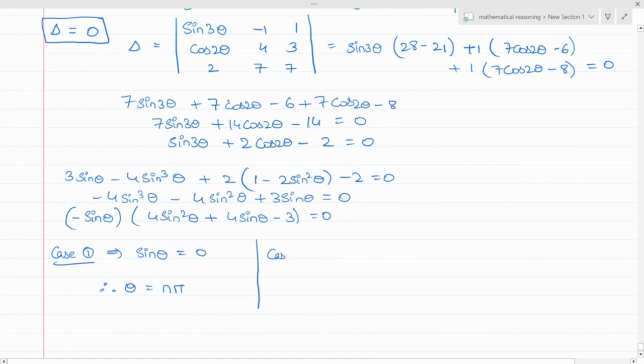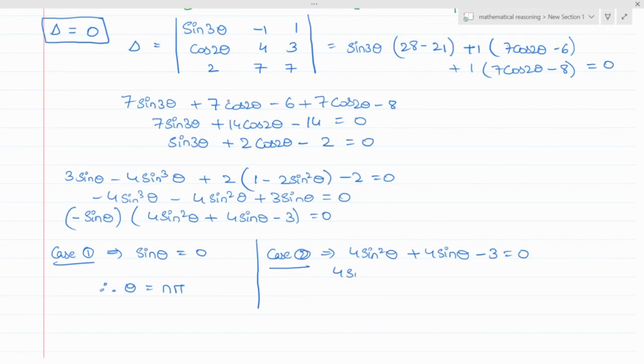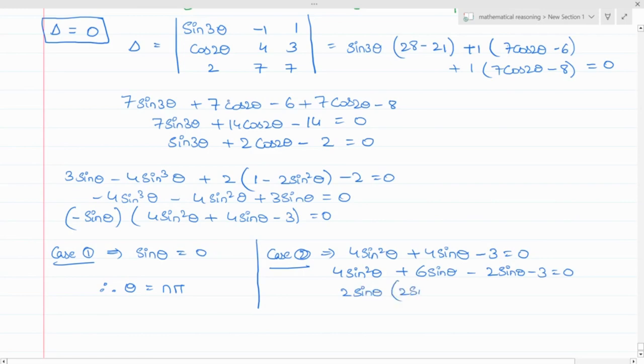And what is the case 2? It is 4 sine square theta plus 4 sine theta minus 3 equal to 0. So here you can apply the quadratic equation or splitting the middle terms method. It becomes 4 sine square theta plus 6 sine theta minus 2 sine theta minus 3 equal to 0. So take 2 sine theta common from here. So it becomes 2 sine theta plus 3. Take minus 1 common. So 2 sine theta minus 1 into 2 sine theta plus 3 equal to 0.